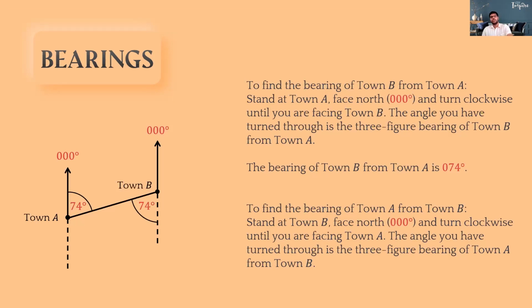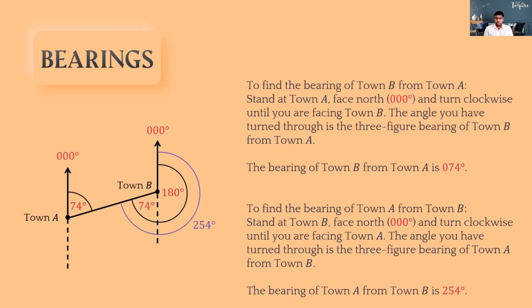Then children, you all also know that this side is 180 degrees, isn't it? It is 180 degrees because it's a straight angle. So if you add these two together, 180 plus 74, it turns out that big angle is 254 degrees. Which means, children, that the bearing of town A from town B is 254 degrees.